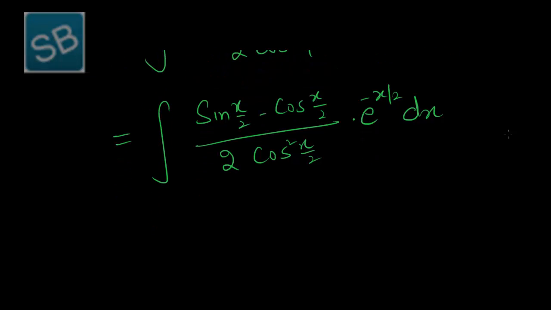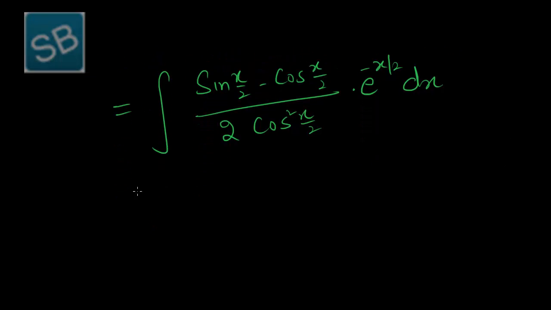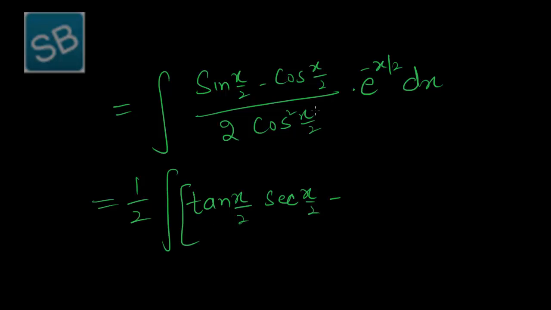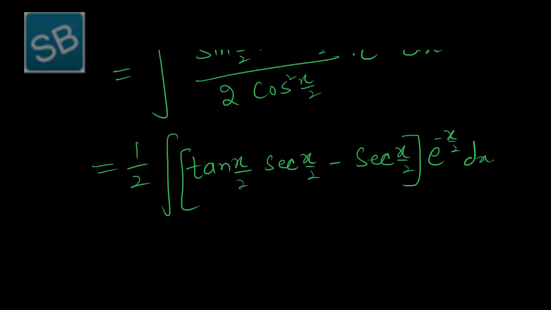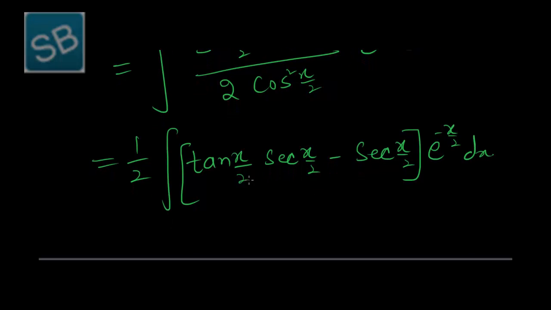So here half is common out from the integral. Sin x by 2 over cos square x by 2: sin x by 2 over cos x by 2 is tan x by 2, into 1 over cos x by 2 is secant x by 2, minus cos over cos square, that is cancelled out, 1 by cos x by 2 is secant x by 2, into e raised to power minus x by 2 dx. So if we see, this is formed just like a function and its derivative, but the x by 2 is creating a problem.